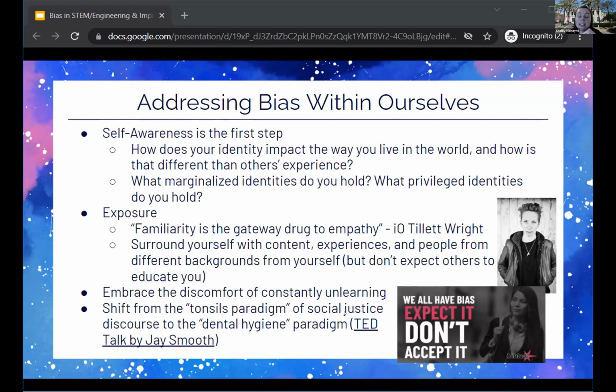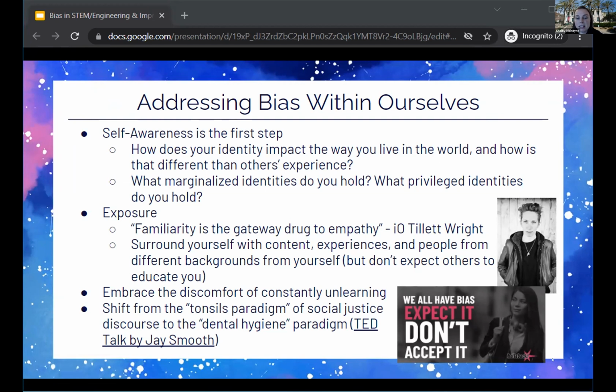And moving into the dental hygiene. I have to brush and floss my teeth every day. I need to work on my biases every day. I have to learn about the changes in people's identities and worldviews and political spectrum every single day, right? So it's not an all or nothing thing. It's an everyday practice, right?